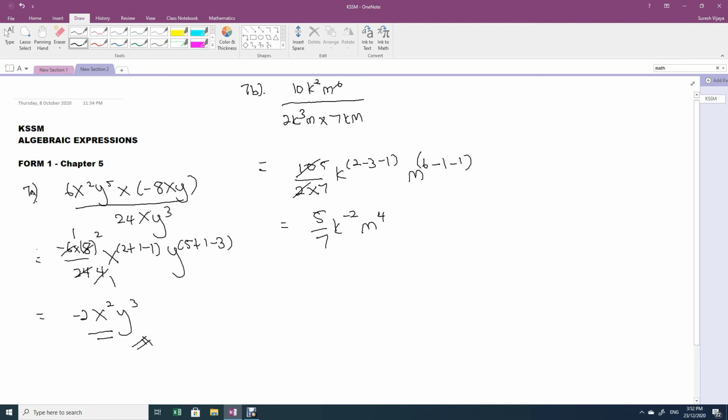As I explained just now, we don't normally keep k to the power of negative. So just shift this to the bottom side, it becomes 1 over k to the power of 2. So the answer will be equal to 5m to the power of 4 over 7k to the power of 2. We shift the k to the bottom side. So this is the answer. Now we move to question 7c.